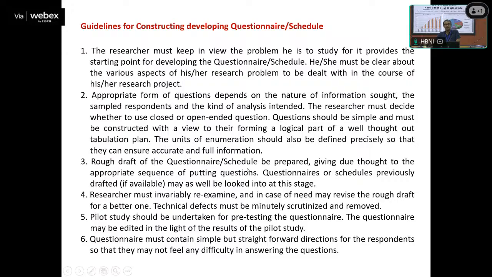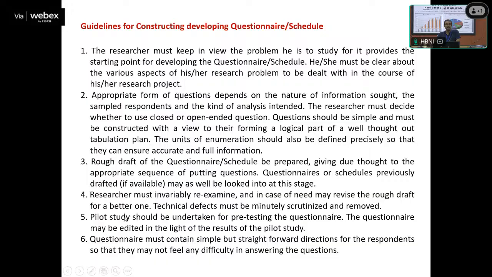First, a rough draft of the questionnaire should be made, not that you directly send it. The rough draft should be made and then re-examined, and in case of need, revised for a better one. So you first prepare a rough draft and discuss it with experts. Once you identify the discrepancies or ambiguities in your rough draft, you try to solve them so that your questionnaires or schedules are technically more appropriate, correct and free of ambiguities.